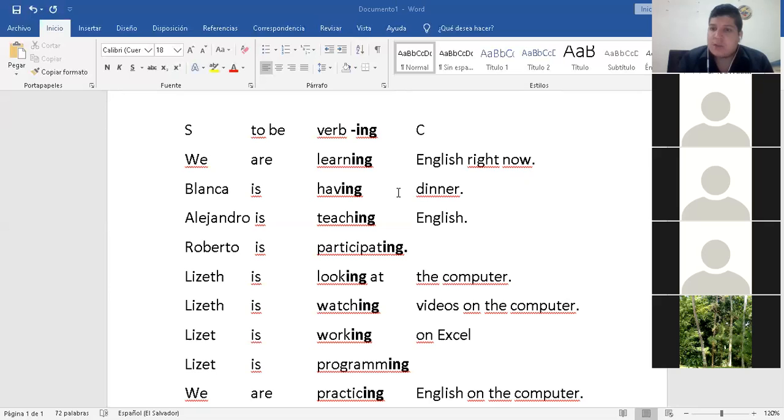Otro de los usos, guys, puede ser lo que ustedes están haciendo en este momento o lo que ustedes están haciendo en su vida. También puede ser una actividad que ustedes estén haciendo en su vida. Por ejemplo, si yo les digo, yo estoy aprendiendo a manejar, ustedes entienden que es parte de mi vida actual, que yo estoy yendo a clases, ¿verdad? Pero que no necesariamente lo estoy ocupando ahorita.